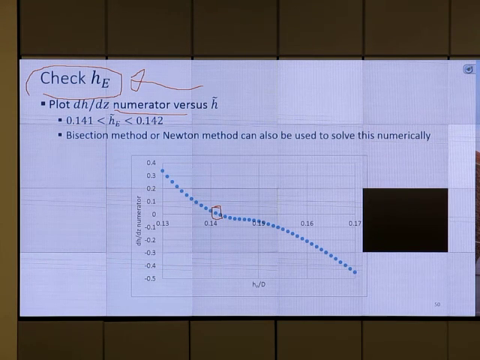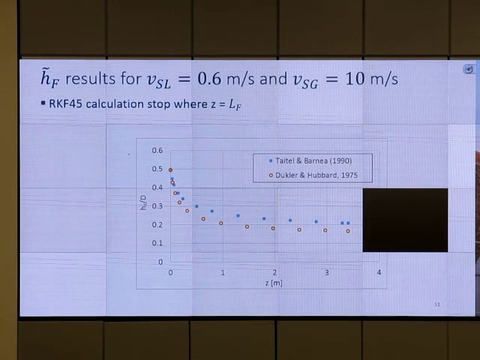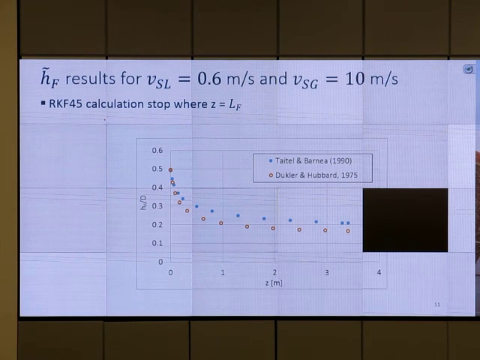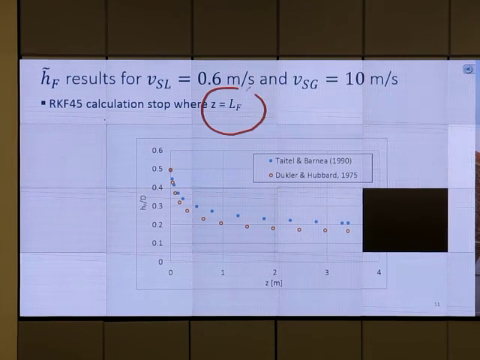Then I show you this. Solve it. Use RKF45. Get this profile. This is from Doppler-Hubbard equation that we talk about. Sveta, which is the page number for Doppler-Hubbard equation? 96. Okay, good. So we solve it. That's the result. We stop the calculation where Z equals LF.